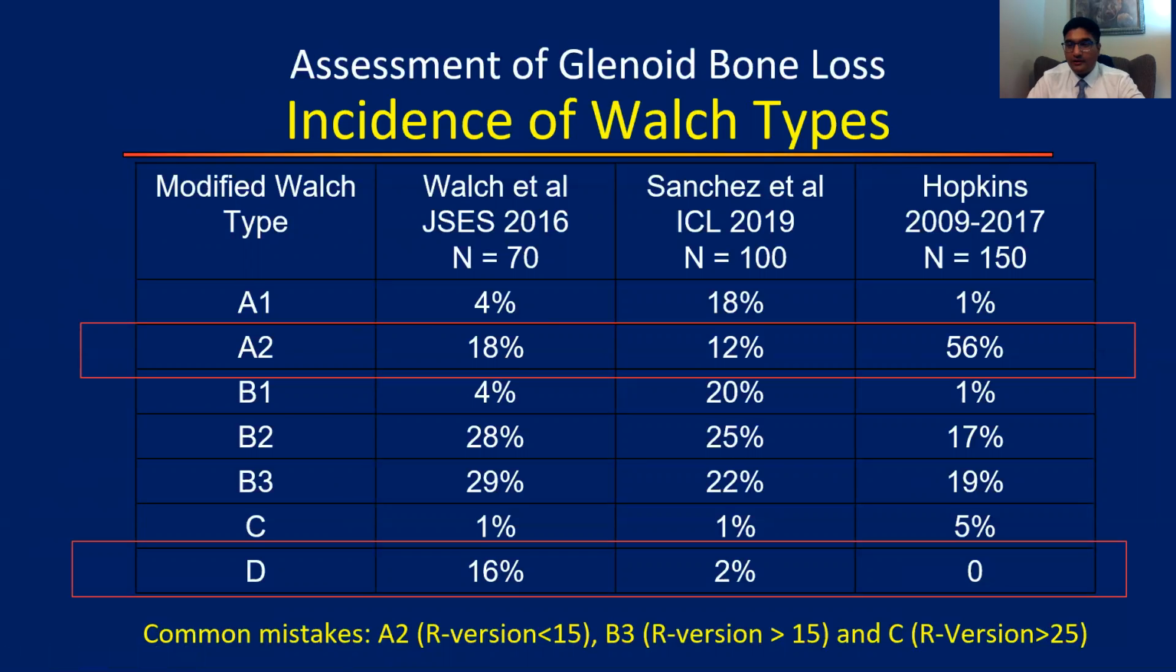One of the reasons for this variation in different studies could be that the patient demographics are different, with different types of patients in different countries. So we cannot really say if this difference is because of the patient population or because of the inter-observer reliability with the modified Walsh classification. But Sanchez noticed in his series that common mistakes made in classifying Walsh types are between A2, B3, and type C. This is something surgeons should know of.